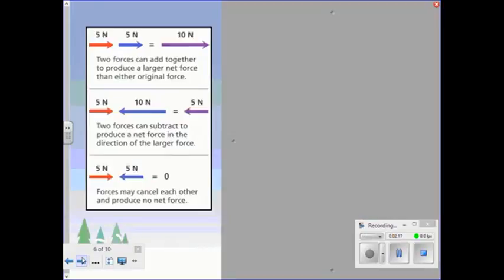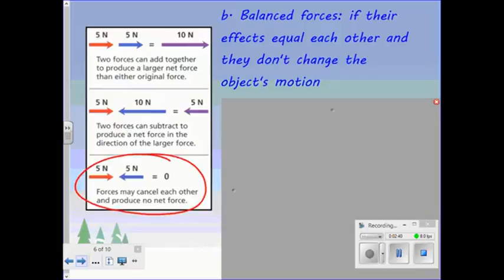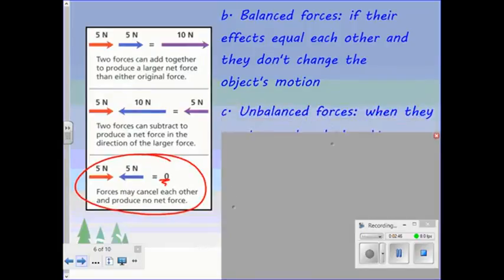So these diagrams that you are seeing here indicate both balanced and unbalanced forces. First, we'll talk about balanced forces. A balanced force is if the two forces equal each other and they don't change the object's motion. So they cancel each other out. So for example, this bottom one here, if I'm pushing on a box with 5 newtons to the right and someone is pushing back with 5 newtons to the left, the net force is 0.